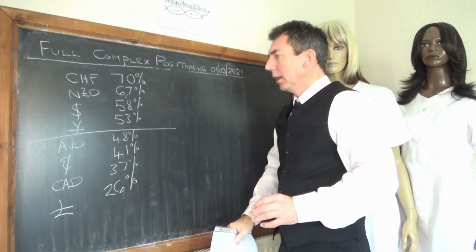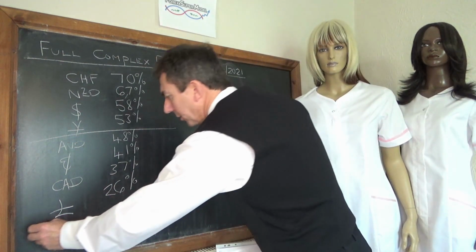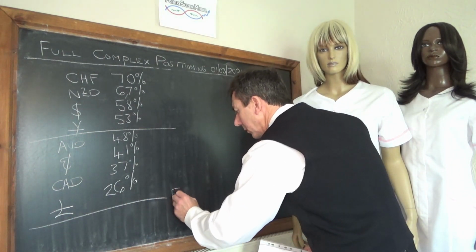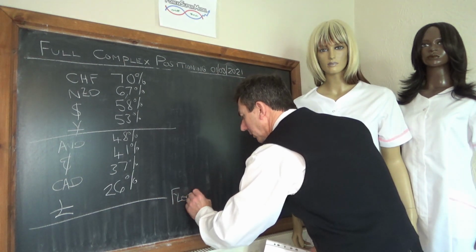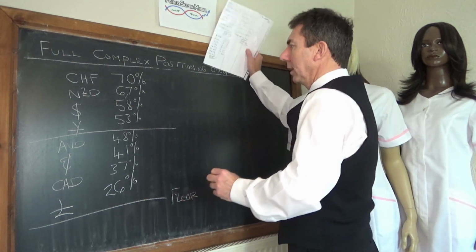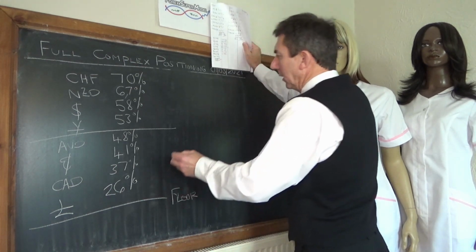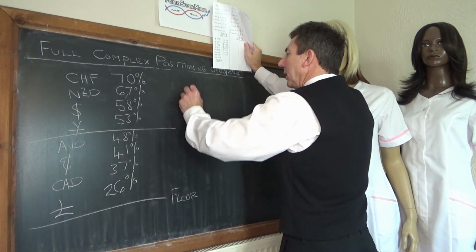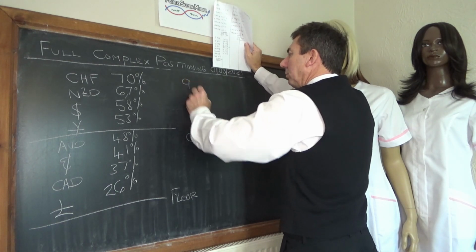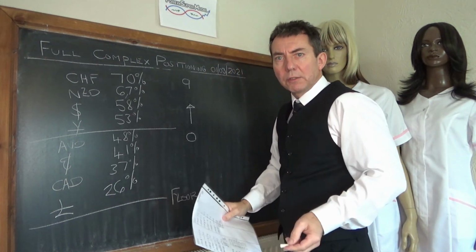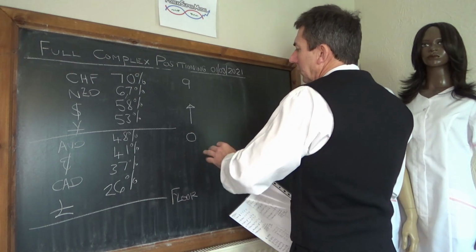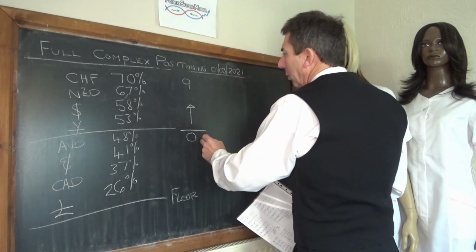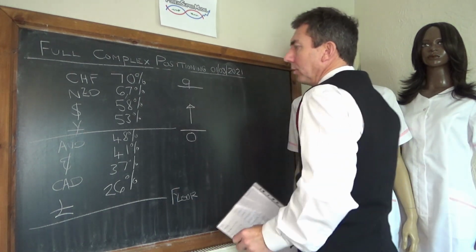Now, remember what this is. This is from the floor, and remember we said that the range was from 0 to 9 in the individual FX pairs, so 0 being the floor and 9 being the ceiling or the top.